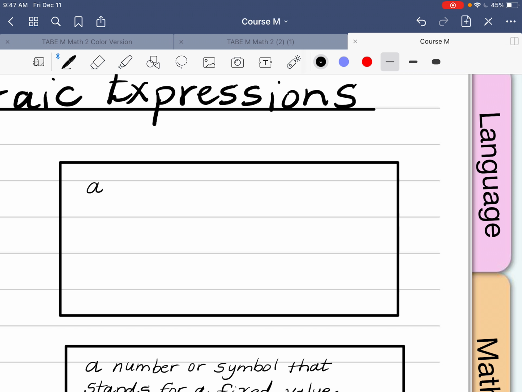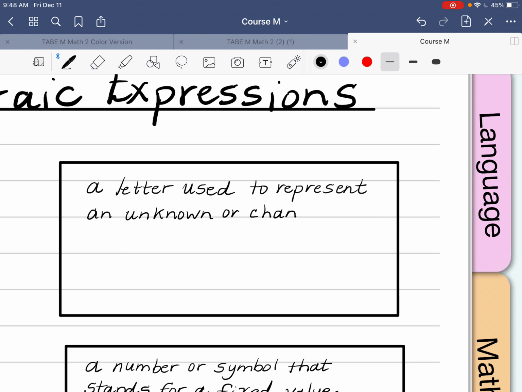It's a letter used to represent an unknown or changing value.